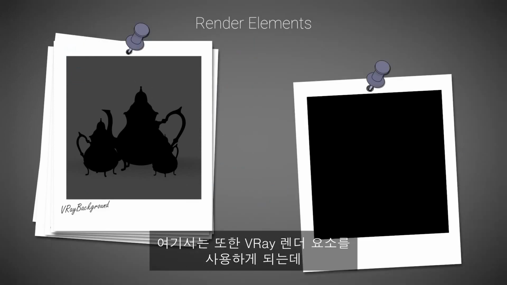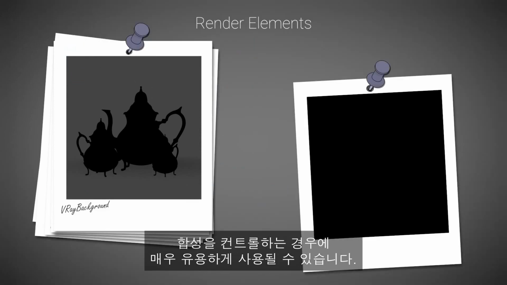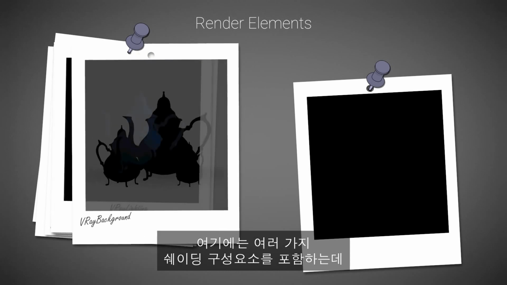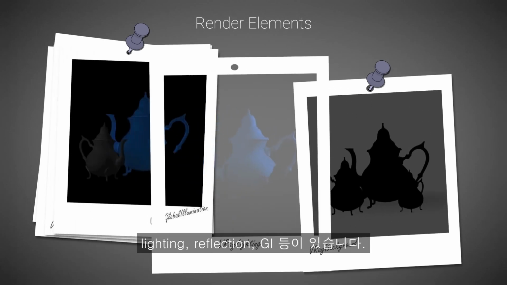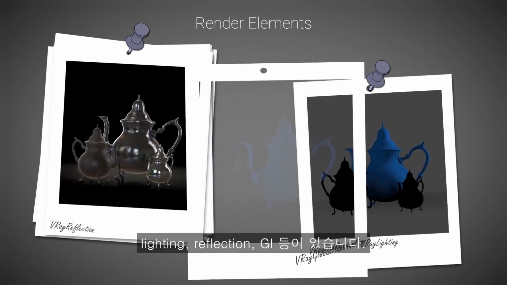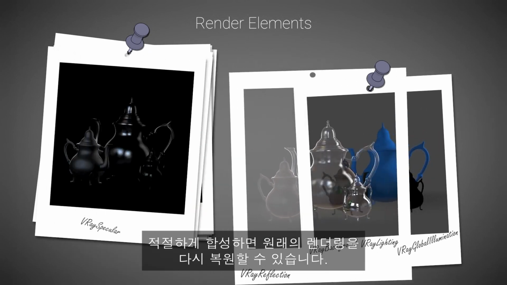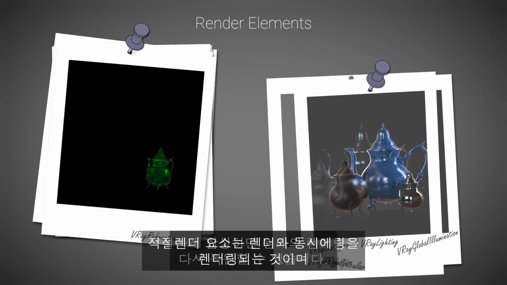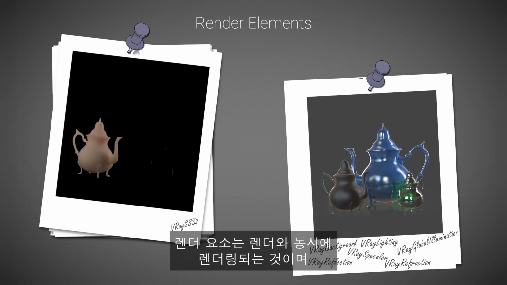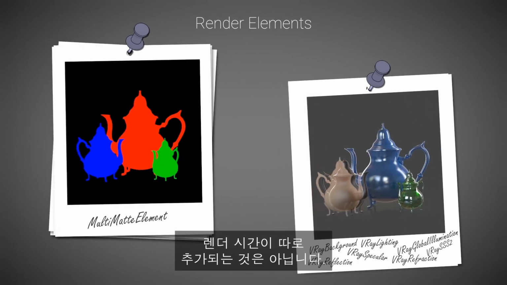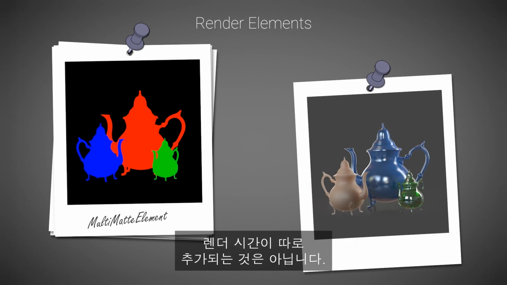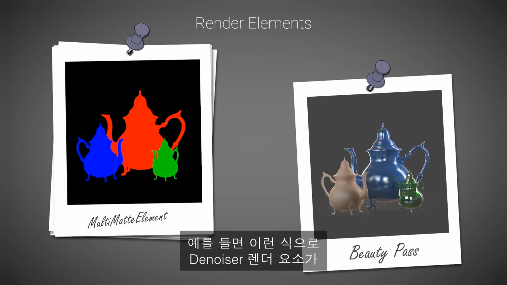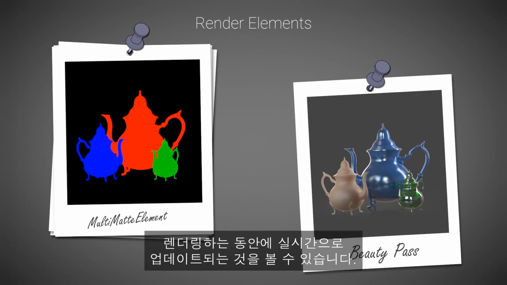We'll also utilize the V-Ray render elements, which could be used for greater control in compositing. They contain different shading components such as lighting, reflections, GI, and so on. When properly composited, they reconstruct the original rendering. The render elements are rendered simultaneously with the render and do not add extra render time. This way, for instance, we can see that the noisy render element updates in real time during rendering.